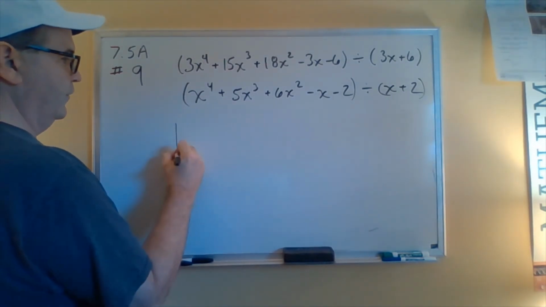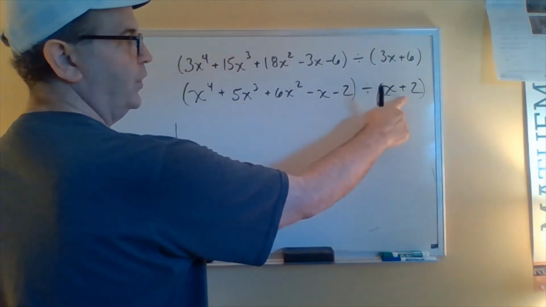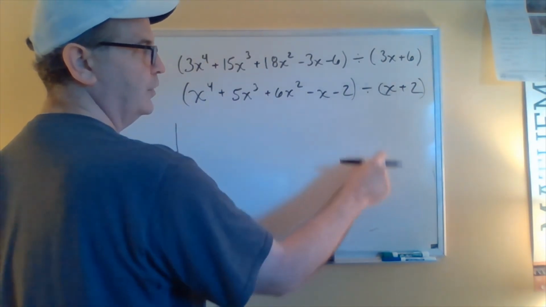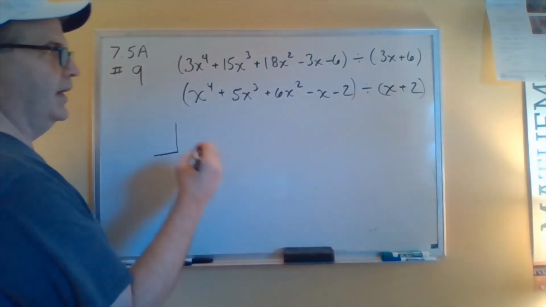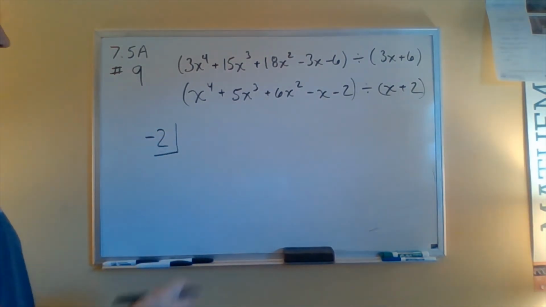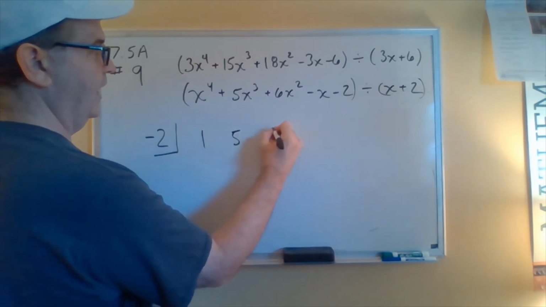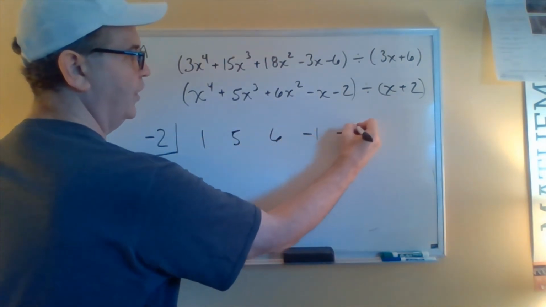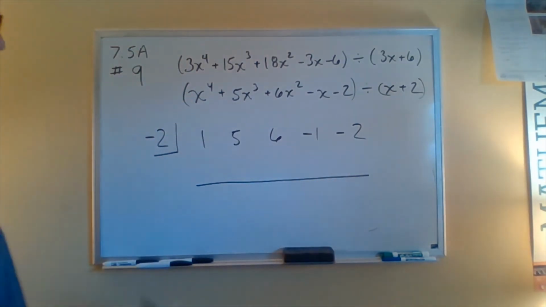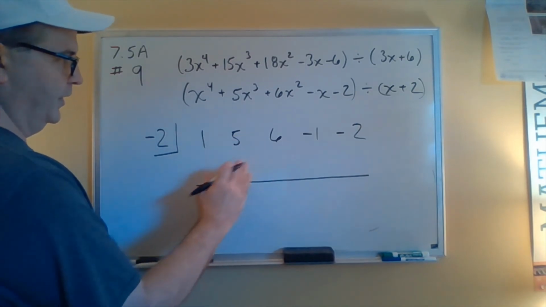We're using synthetic division, so I'll draw my divisor box. What number goes in here? Well, it's whatever makes this 0. So if we were to set our divisor equal to 0, x plus 2 equals 0, x is going to equal -2. That's what makes our divisor 0, so we write that in our box. I'm going to list off our coefficients now: 1, 5, 6, -1, and -2. Let's go ahead and draw our division line. I'm going to carry the first number down, and then I'm going to start my alternating of multiplication and addition.